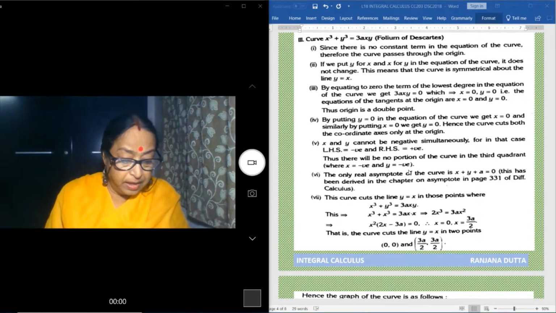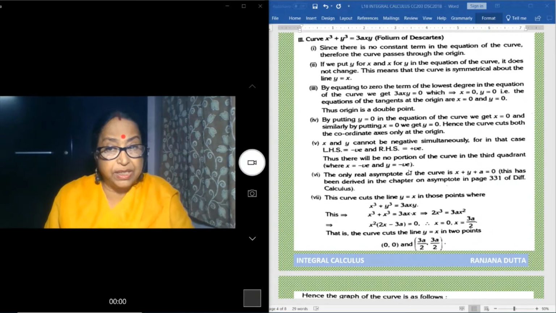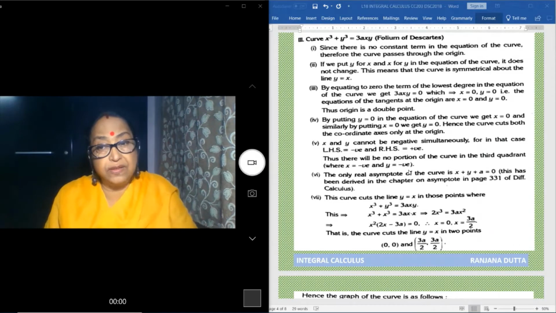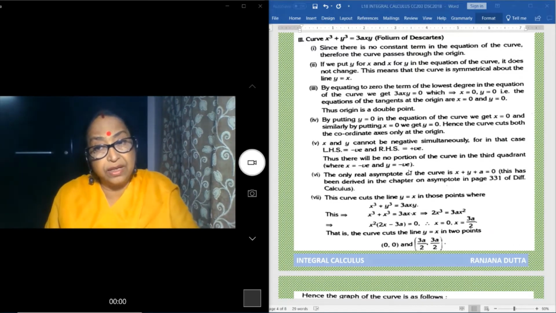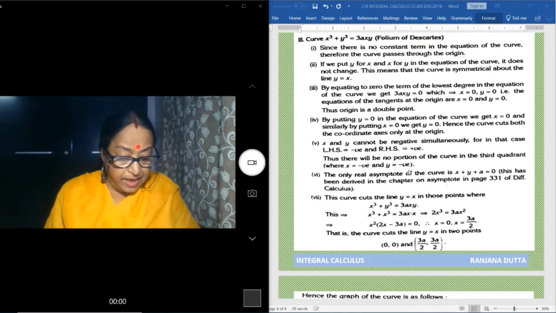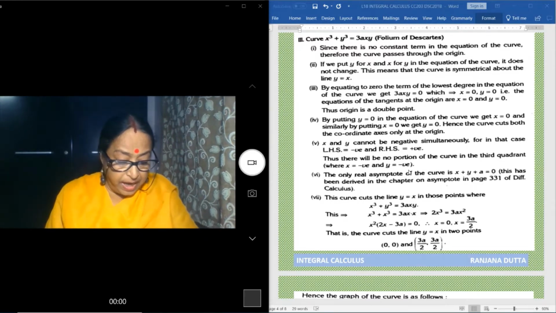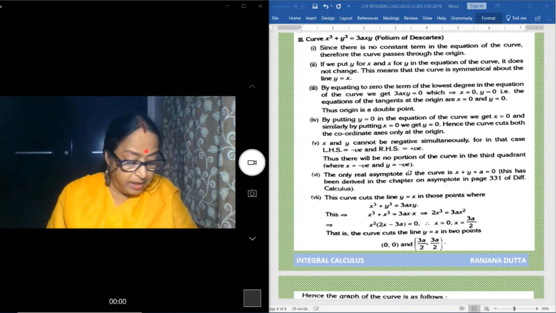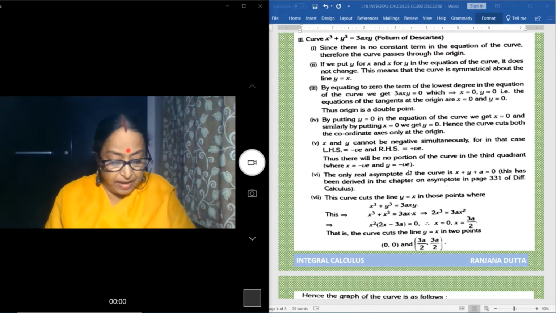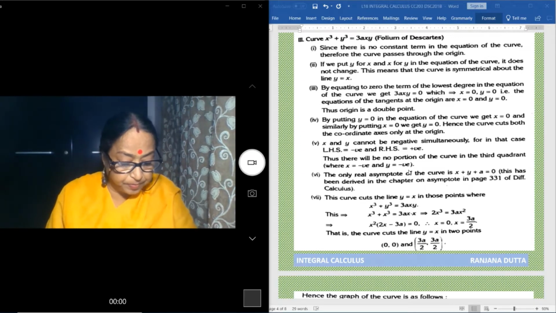By equating to 0 the lowest degree term in the equation, that is 3axy is equal to 0, which gives us x is equal to 0, that is y-axis is tangent, and also y is equal to 0, that is x-axis is tangent at the origin. Now, x and y cannot be negative simultaneously, for in that case, the left hand side is negative and the right hand side is positive.